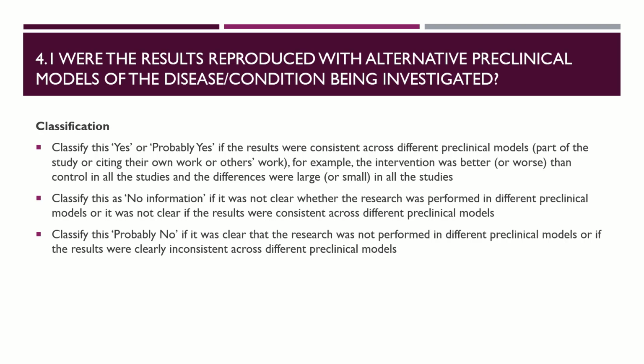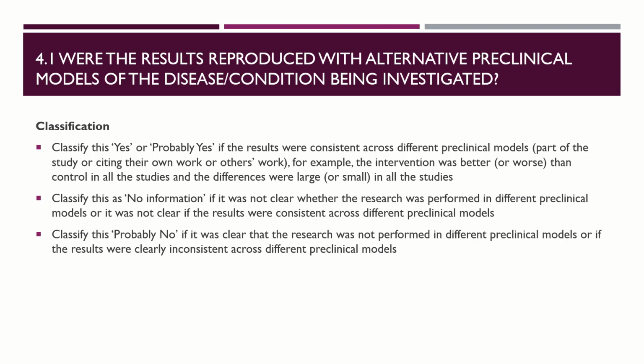Now, classify this as probably no if it was clear that the research was not performed in different preclinical models. So here the authors say this is the first experiment of this type in any preclinical model. Okay, so it is clear that the research was not performed in a different preclinical model. Or the authors say the results were clearly inconsistent across different preclinical models. They say, okay, we did this in mice. In our previous experiment in rabbits, we got different results.